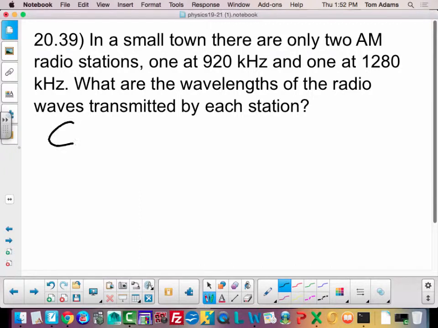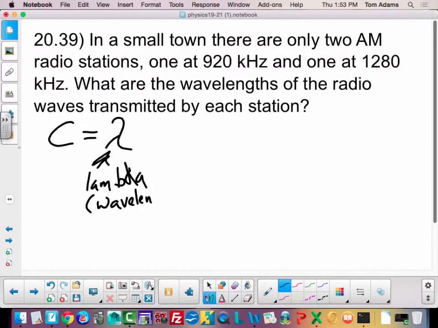So the relationship between wavelength, this is lambda, Greek letter lambda, and that always refers to wavelength, and then times the frequency. Now, this is interesting. Sometimes you'll see the letter F. Sometimes you'll see a funny shaped V.